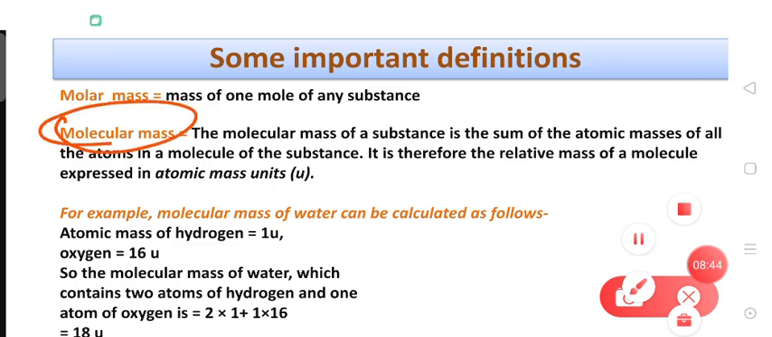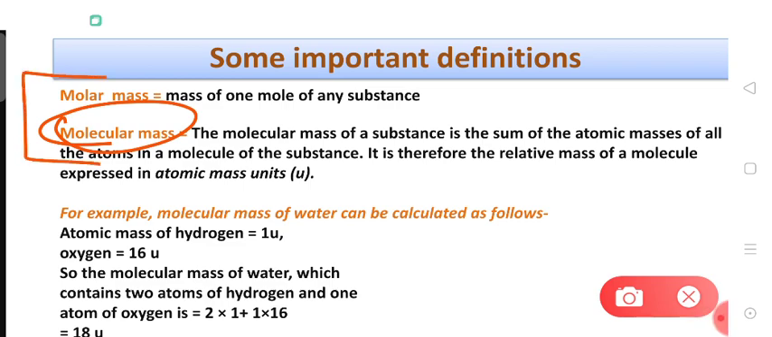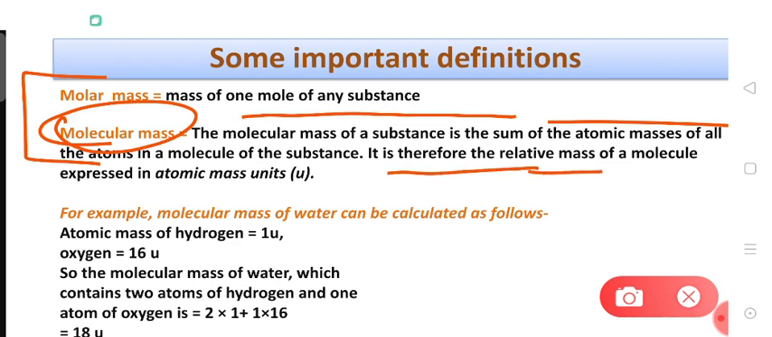Okay, now molecular mass. This is the mass of a single molecule of a substance. So these two terms are actually very much different. What is molecular mass? This is the mass of one molecule of any compound or of any element, right? So let's understand the definition. The molecular mass of a substance is the sum of atomic masses of all the atoms in a molecule of that substance. It is therefore the relative mass of a molecule expressed in atomic mass unit.